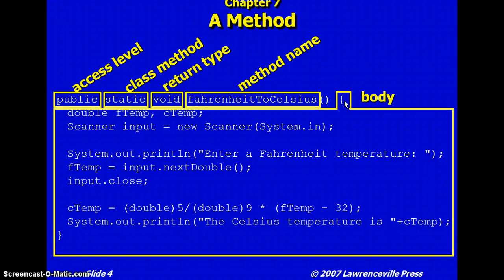And here we have the body of the method. The body of the method is contained with curly brackets, just like our conditional if statements, just like our for loops, our do loops, or our while loops. If we look here, we simply have two double variables, ftemp and ctemp. We have our scanner input, things that we've all seen before. This is all code that we could do without a method. We're going to use this example to go through it and solve this one task.